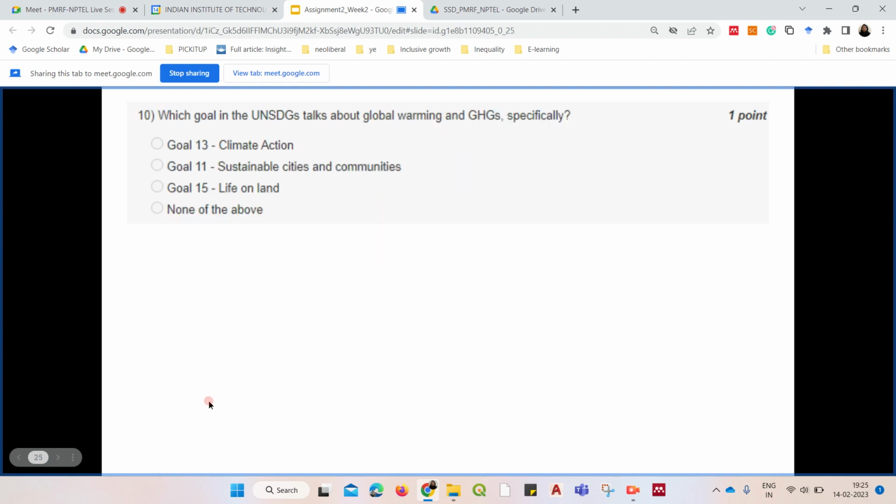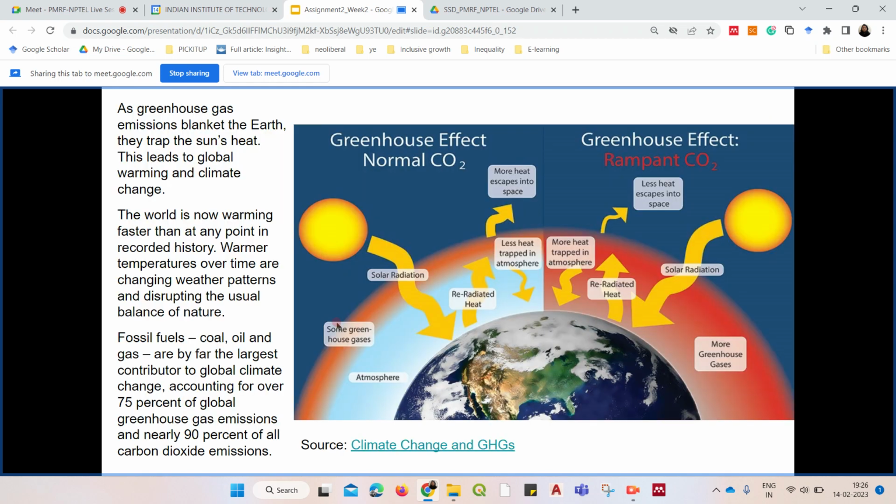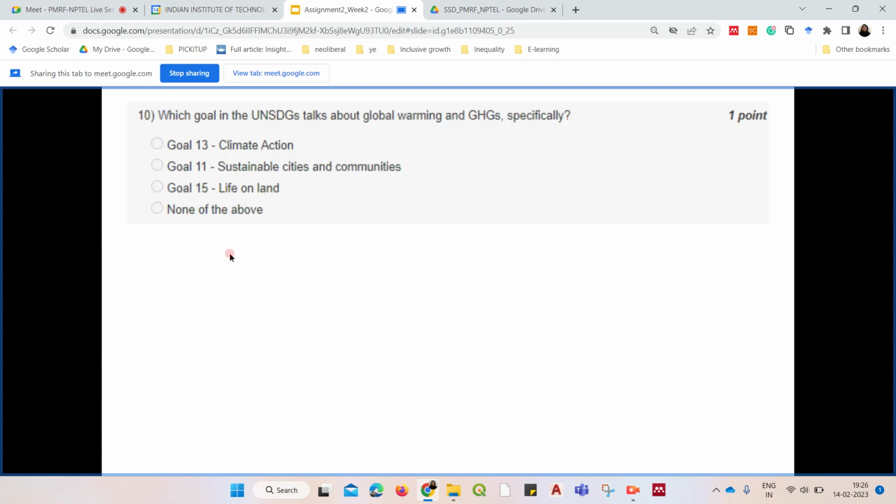for yourself. The last question for today is, which goal in the United Nations Sustainable Development Goals talks about global warming and GHG specifically? Your options are climate action, sustainable cities and communities, life on land, and then none of the above. One way of thinking and answering this question is seeing it rationally, of which of these might talk about global warming and GHGs.